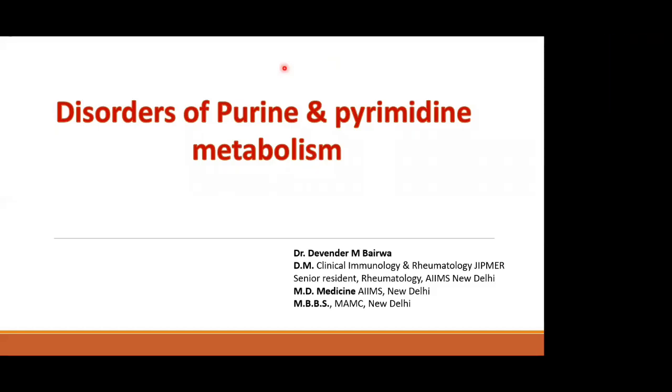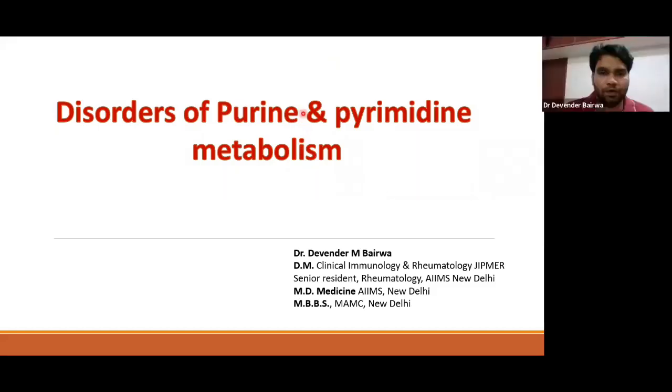So, hello everyone. The topic for today's discussion is disorders of purine and pyrimidine metabolism. This topic is important because, as we know, diseases like gout, nephrolithiasis, uric nephropathy, and the effects of medications, and there are some rare but important diseases which are associated with defects in purine and pyrimidine metabolism. If we focus on this topic today, we will be able to understand these conditions better.